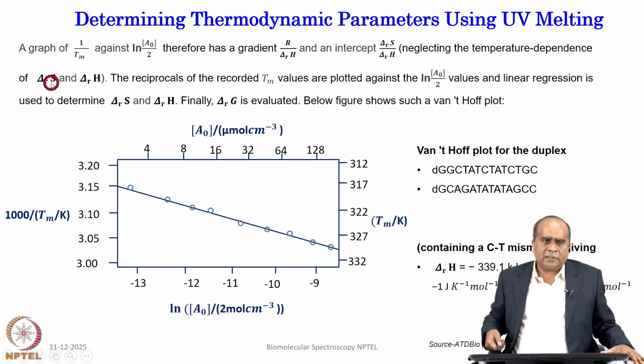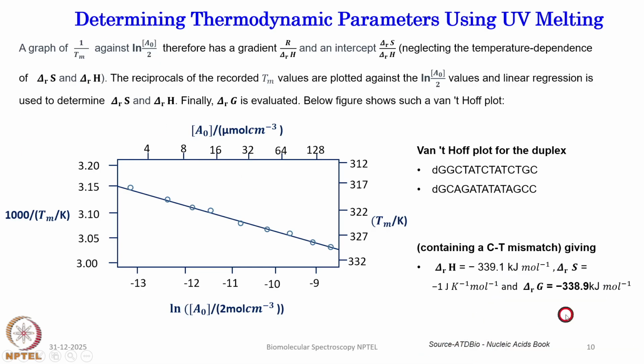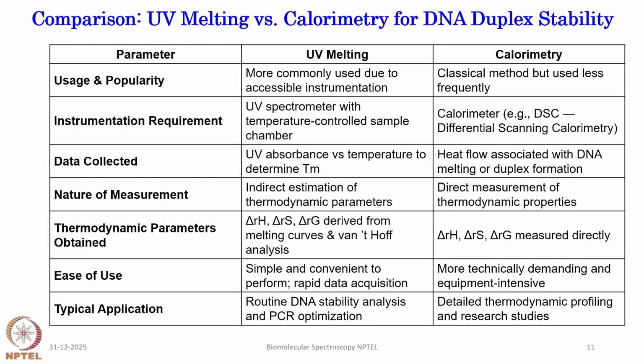That neglects the temperature dependence of delta S and delta H. The reciprocal of Tm plotted against ln of absorbance by 2, that linear regression determines the entropy, enthalpy and finally the thermal stability of duplex formation. So, if there is a CT mismatch, you can find that the stability changes and you can see it clearly. By putting it with a concentration dependent denaturation and measuring all the thermodynamic parameters, you can even find the mismatch that may be happening in the DNA duplex, right.